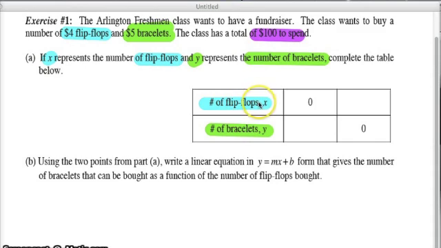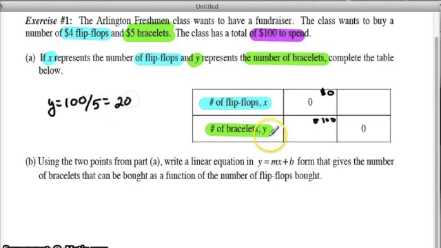Okay, so the number of flip-flops in this case is 0. So how much are we going to spend on flip-flops out of the 100? $0, which leaves us $100 left for bracelets. The question is, how many bracelets can we buy for $100? y is the number of bracelets. We have $100, and each one is $5. So divide by 5, and you get 20. You can buy 20 bracelets for $100.